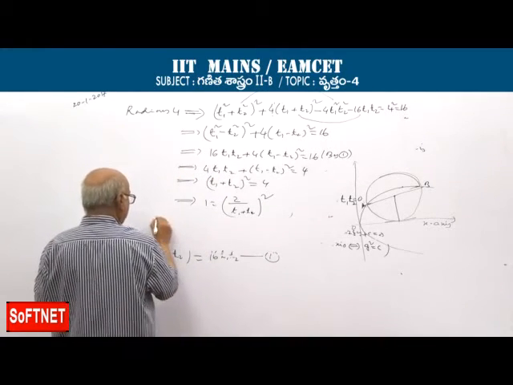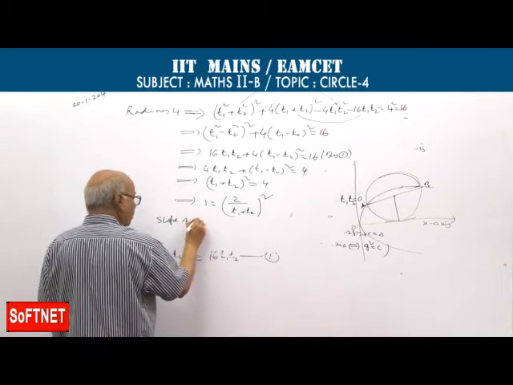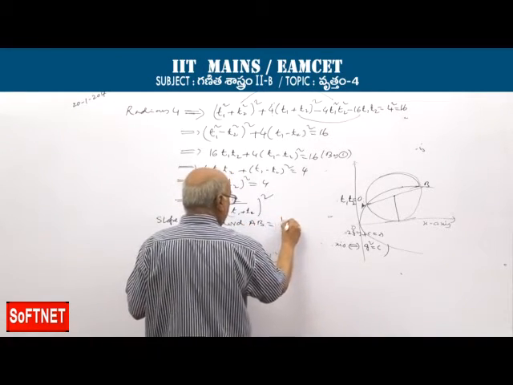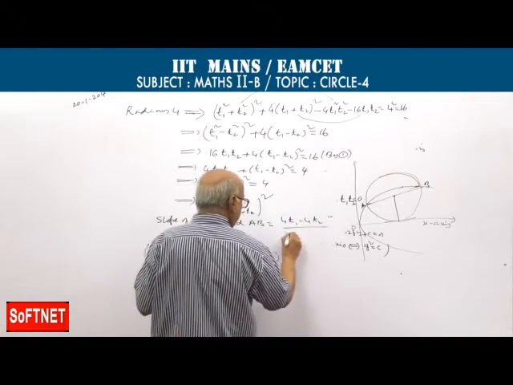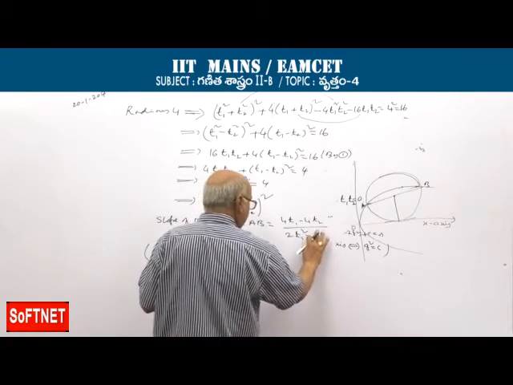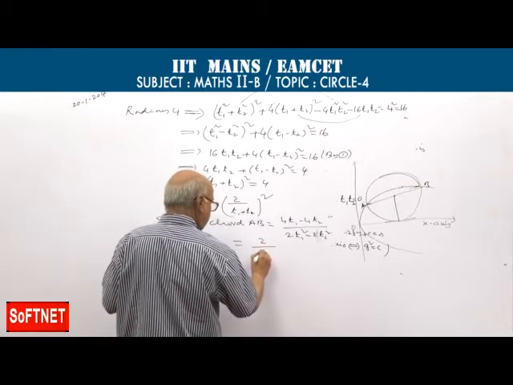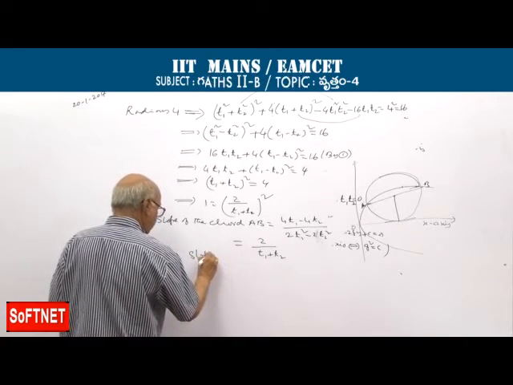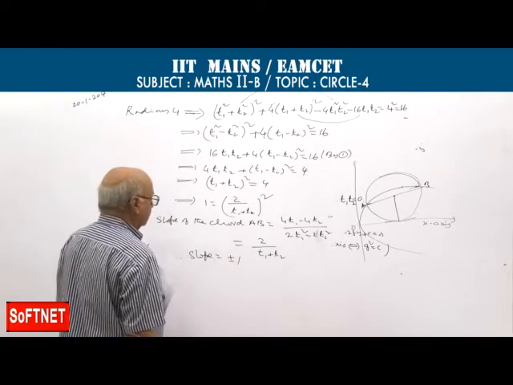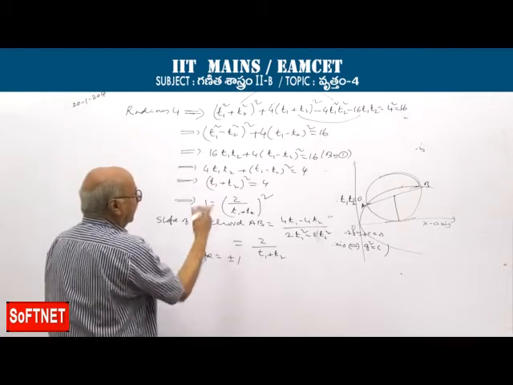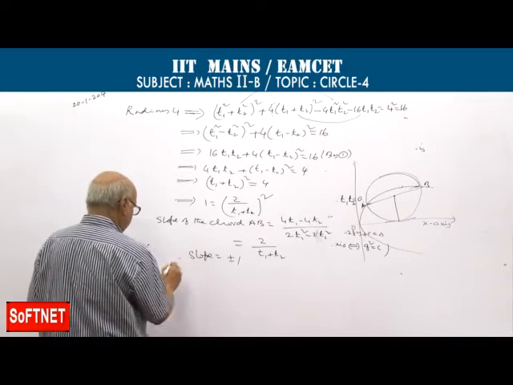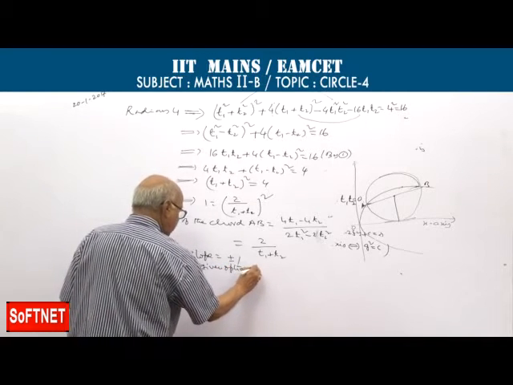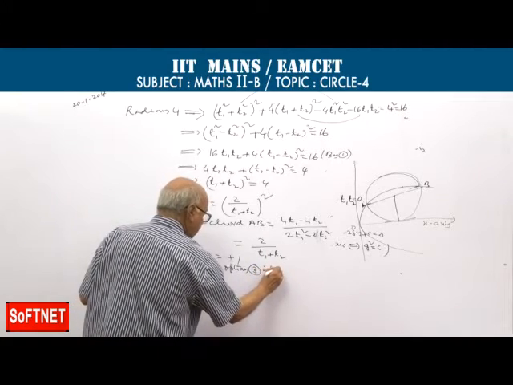But the slope of the chord AB is equal to (4 t1 minus 4 t2) by (2 t1 square minus 2 t2 square), which is equal to 2 by (t1 plus t2). So therefore the slope is actually plus or minus 1. Slope is plus or minus 1, but in the given options he has given plus 1. So in the given options, 3 is the correct answer. 3 is the correct option.